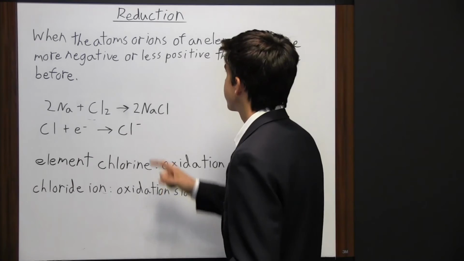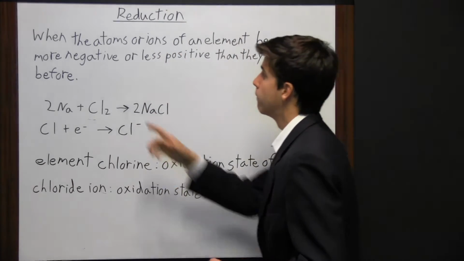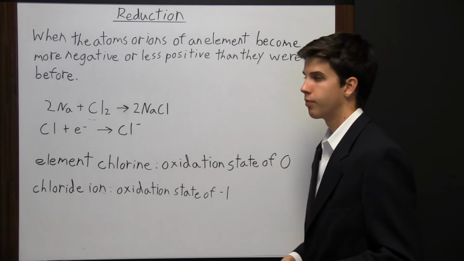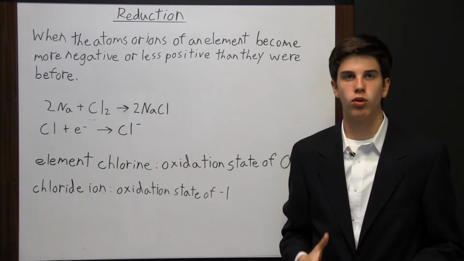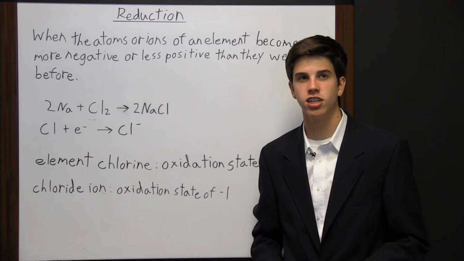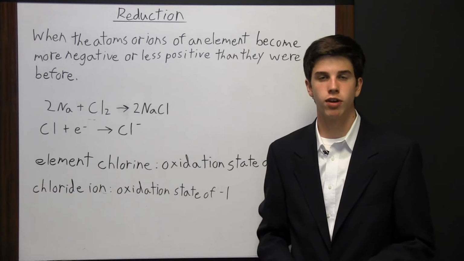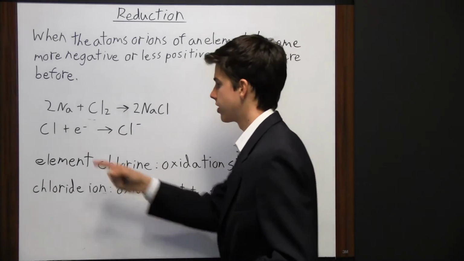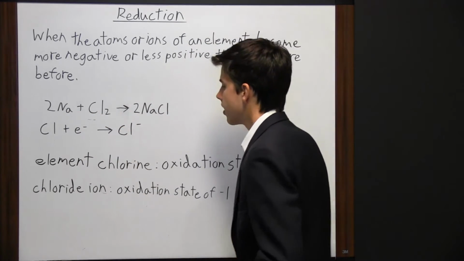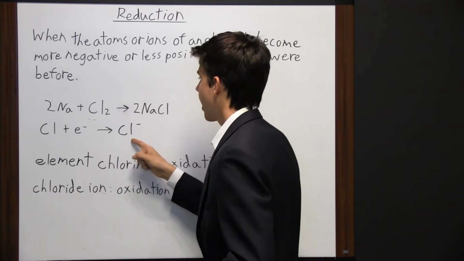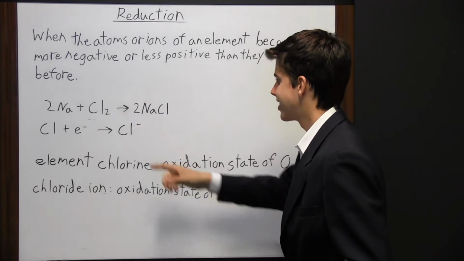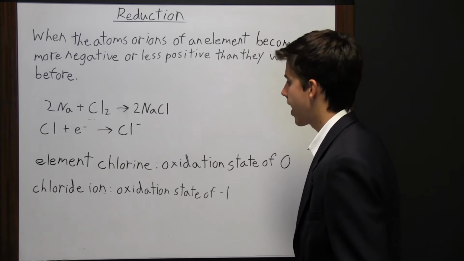Reduction is when the atoms or ions of an element become more negative or less positive than they were before. So in other words, when an atom or ion undergoes a change in oxidation state in the negative direction, it is reduced. So take a look at this reaction right here between sodium and chlorine. Here, the chlorine becomes a chloride ion because it's becoming negative here. And that's why it has the negative symbol right here.